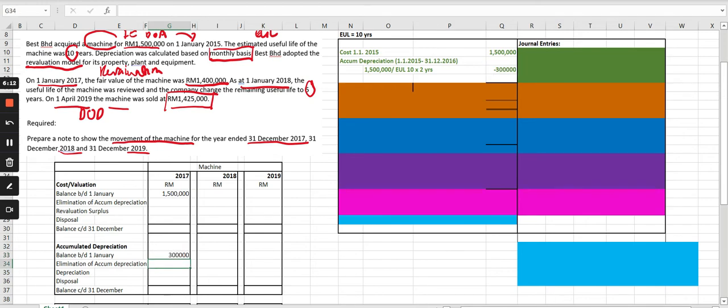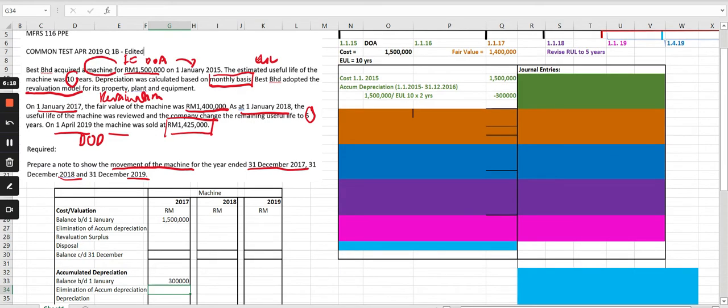Now, what you need to do is to look at what happened in the same year. So if you can see here, on 1st of January 2017, there was a revaluation.